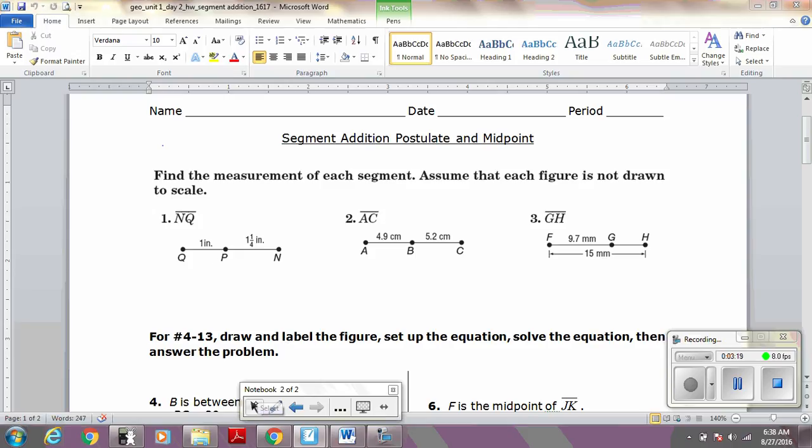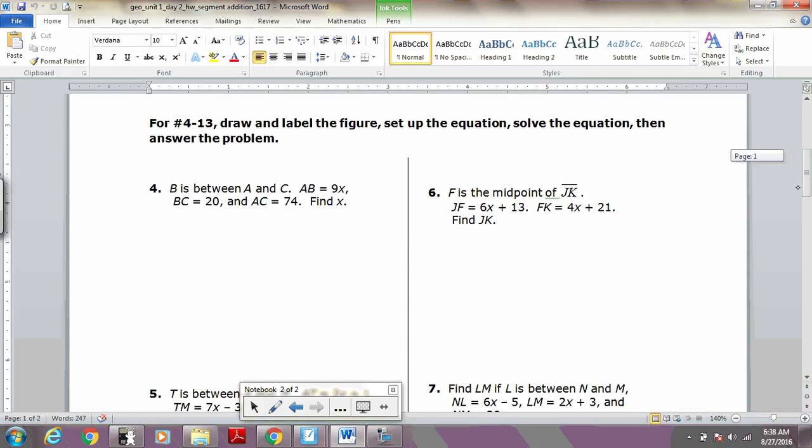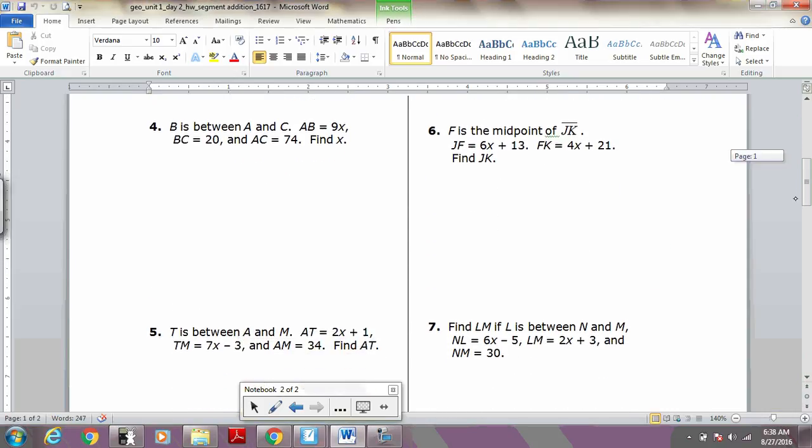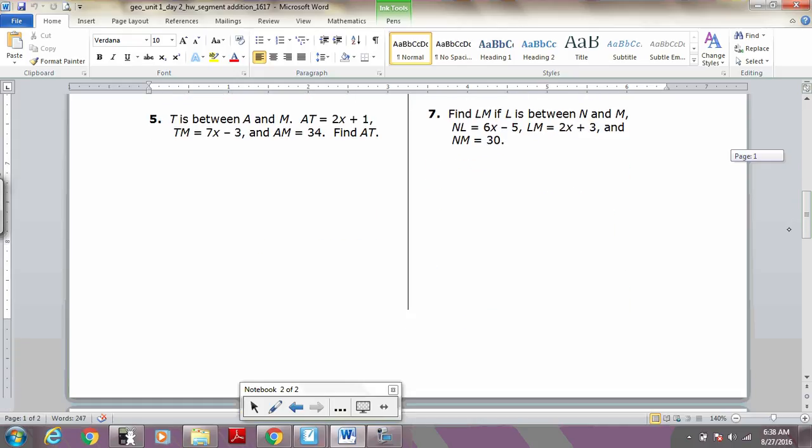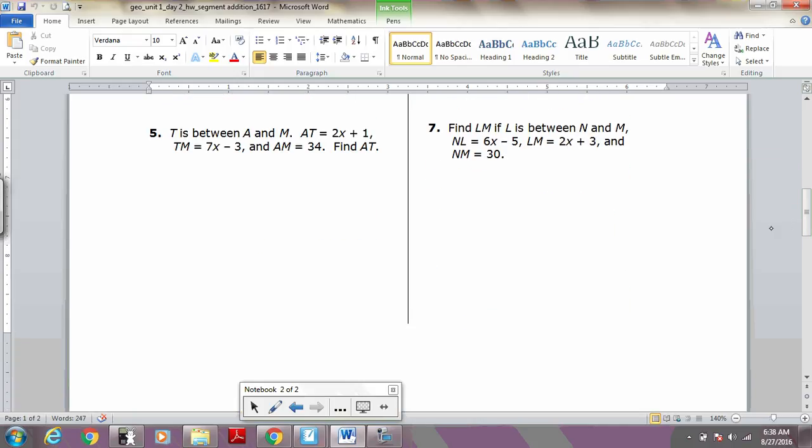All right, let's jump down to number 5. For these problems, the directions say draw and label the figure, set up the equation, and answer the question. So number 5 says that T is between A and M. So let's draw our segments where we have A and M on the outside with T in between. Label it.